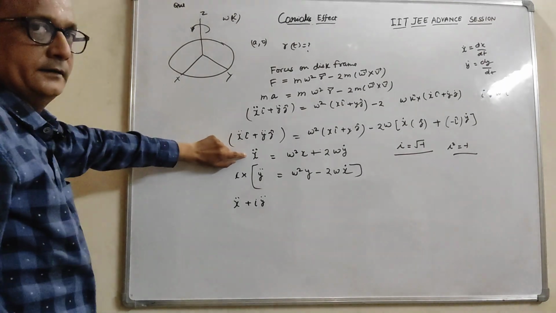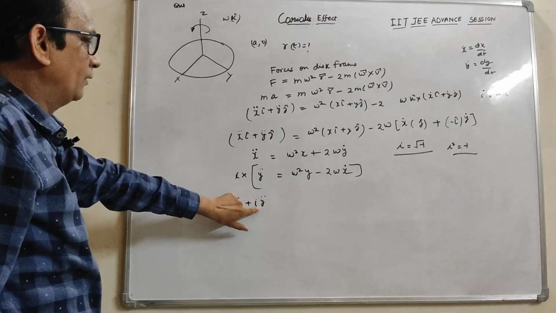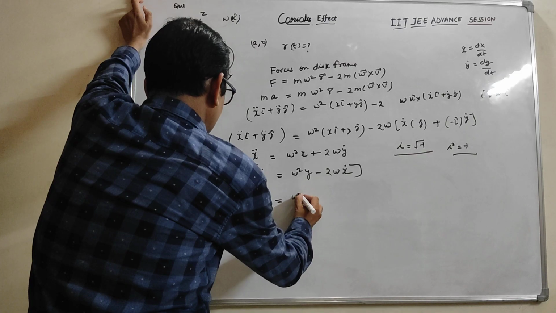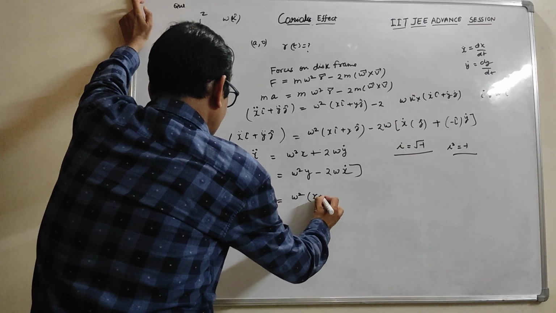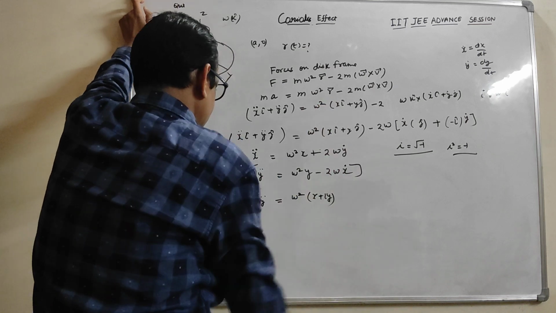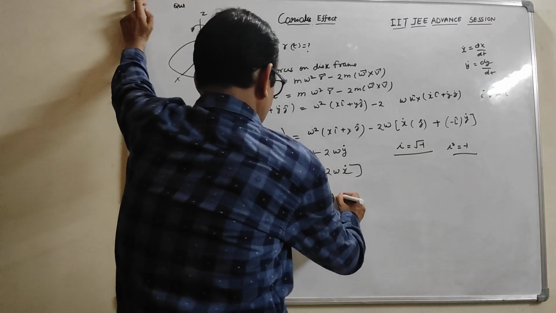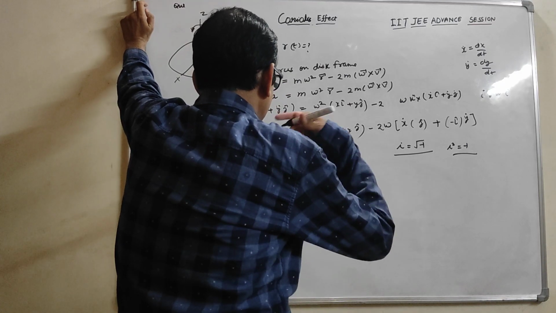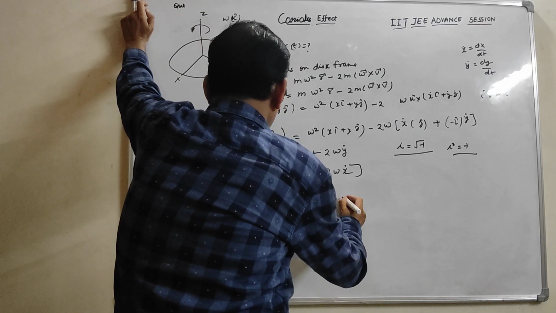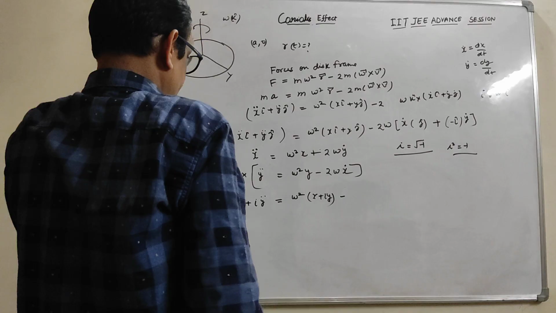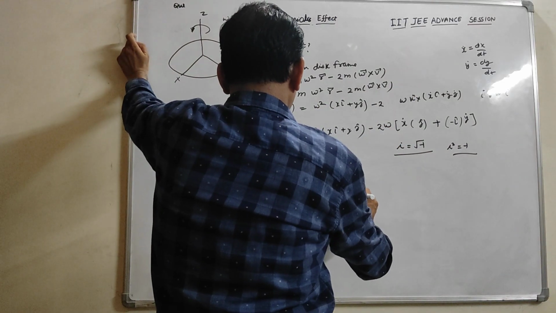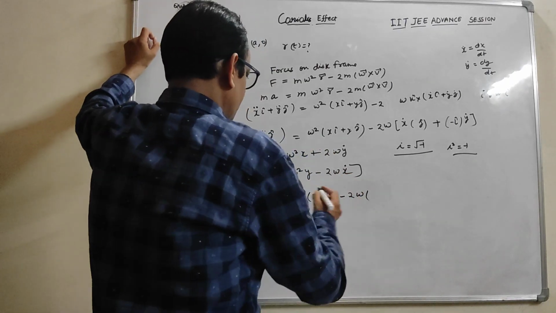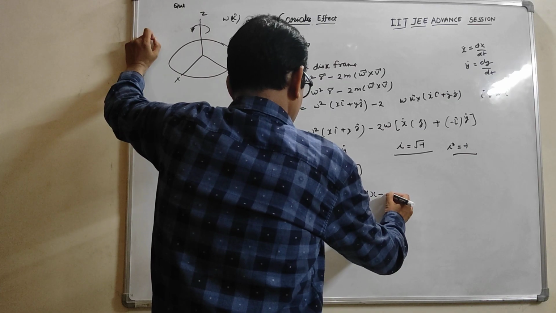x double dot is d2x over dt square. y double dot is d2y over dt square. So rearrange these terms. So this would be omega square common (x plus iy), plus, if we take minus, then it would be 2 omega common. So this would be x minus y.